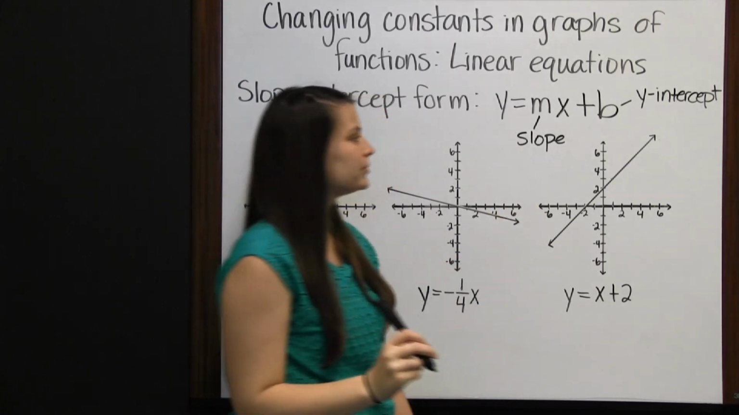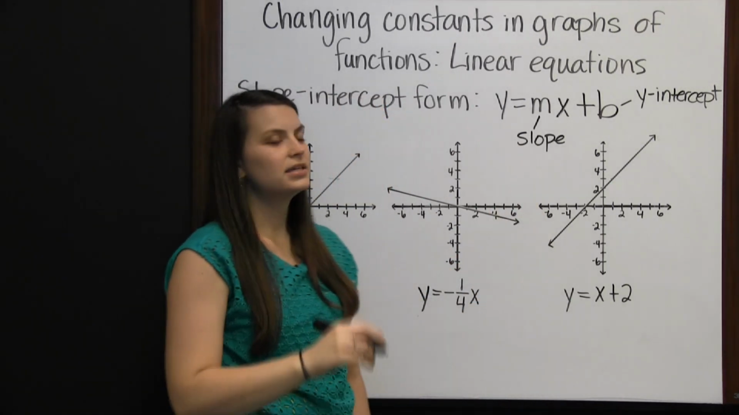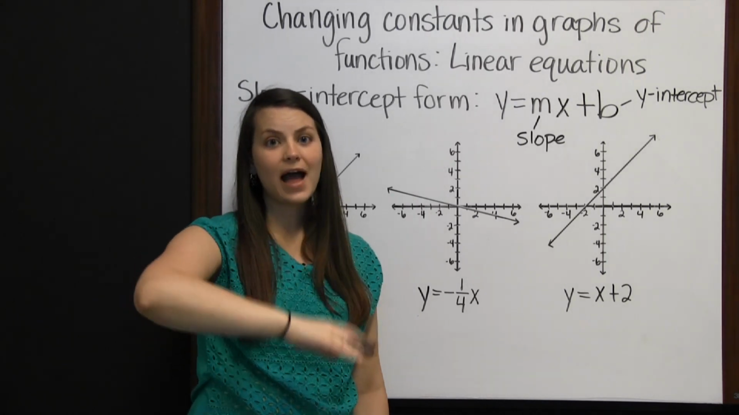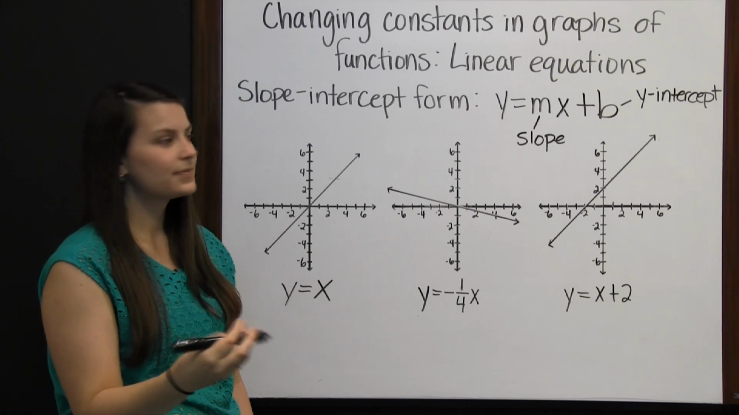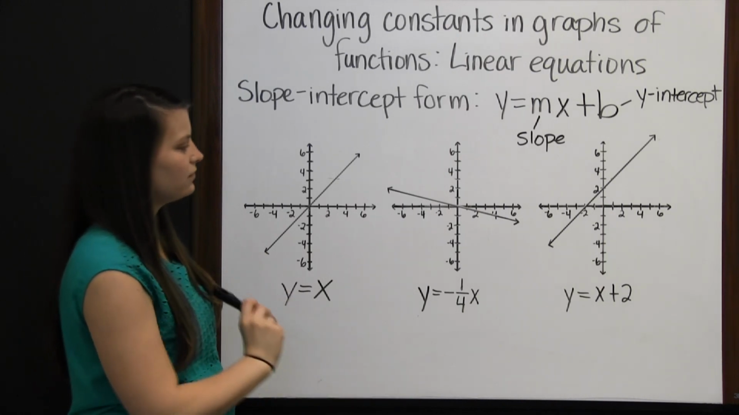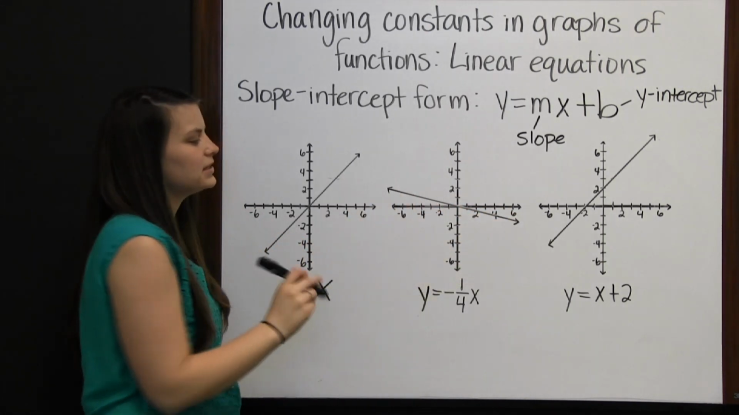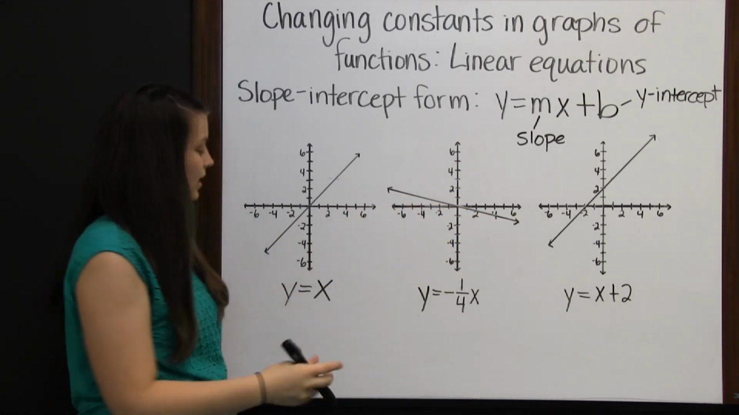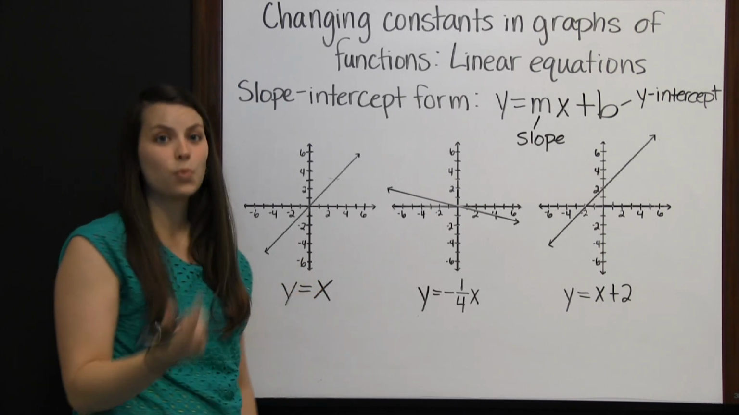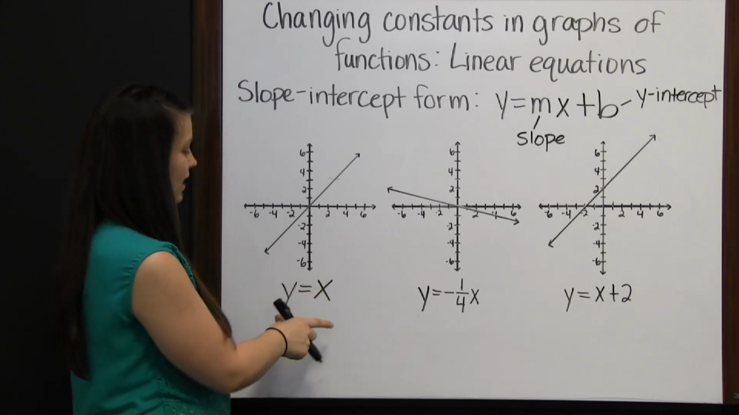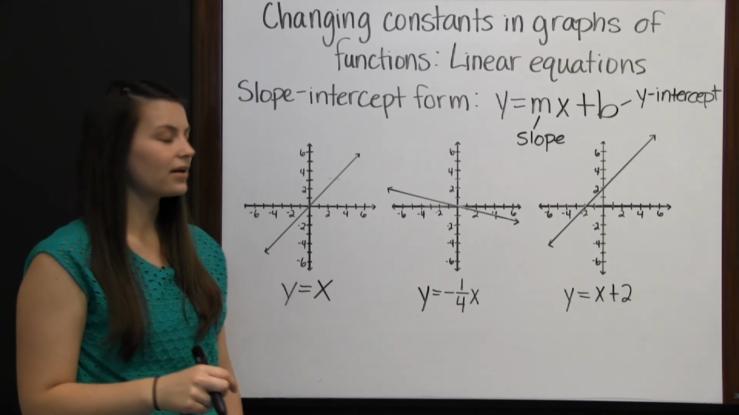The slope of a linear equation is how steep or flat the graph is, or how steep or flat the line is. So here we have three different graphs. The first graph and the last graph have the same slope. The slope is 1, since the coefficient of x is 1. And this is actually the parent function of a linear equation, y equals x.